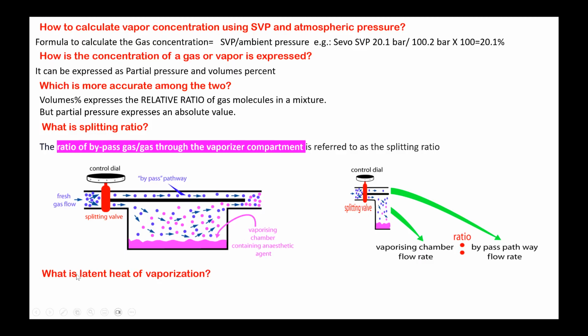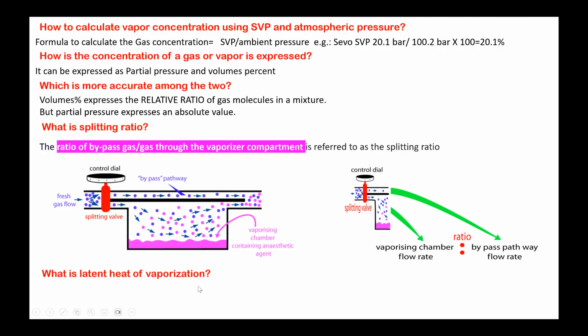What is the meaning of the word latent? It's already inside. Hidden. Latent means hidden. And what is the opposite of latent? Overt. It means very exhibited. Apparent is not the correct word. Latent, overt. So latent means hidden heat.